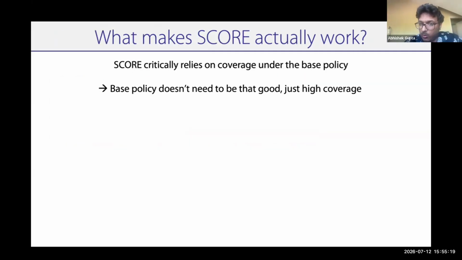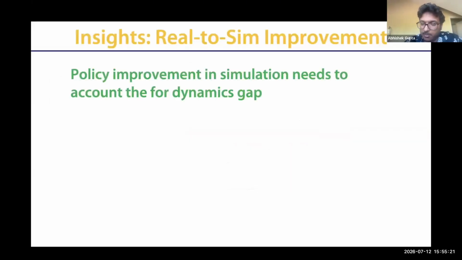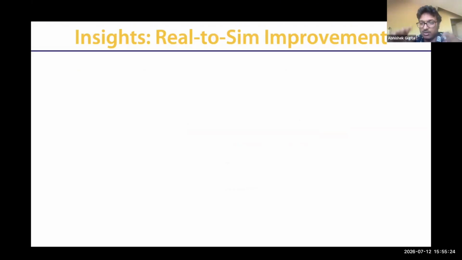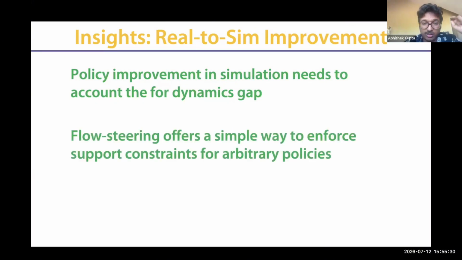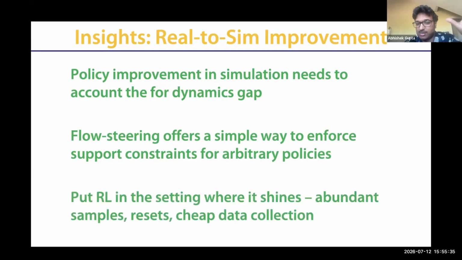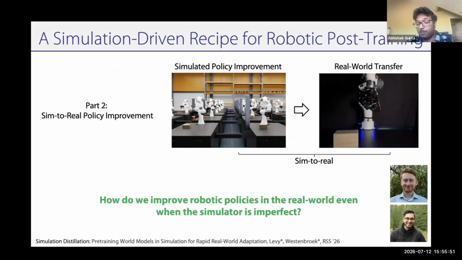Okay, I will skip this for the sake of time, but the insights in this first section are: policy improvement in sim can be exploitative. You need to account for this dynamics gap. Flow steering can give us a simple way to enforce support constraints, and you want to put RL in the setting where it does particularly well, right? So you want to put it in the setting where you have abundant samples, lots of resets, cheap data collection, and then you can just learn to steer and do significantly better.